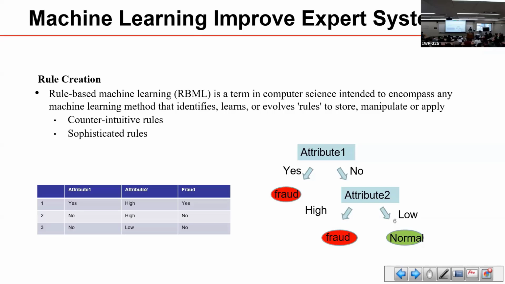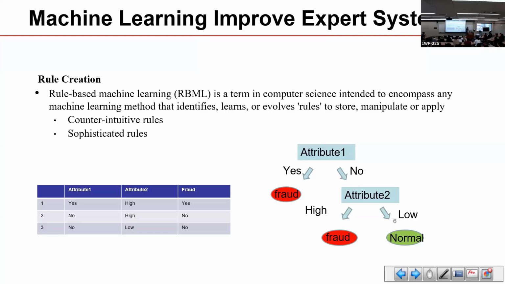If we try to combine the expert system and machine learning together, we can actually use the machine to generate rules like a human expert. After they learn from this data set, they understand how to create the rules. Like for attribute 1, if it's yes, then it's fraud. For attribute 1, if it's no, then we should go to the next level of conditions. If it's high, maybe it's fraud. If it's low, it's normal.